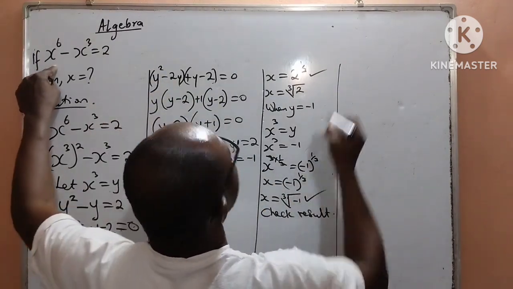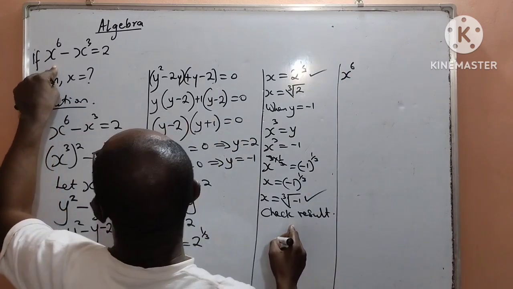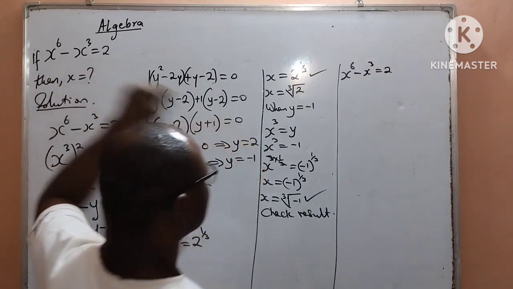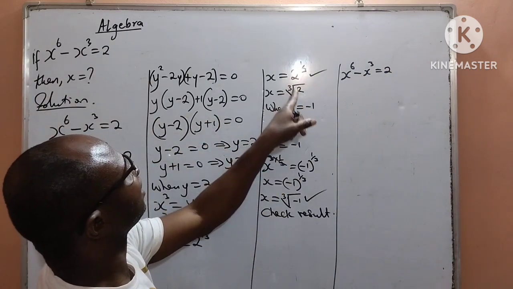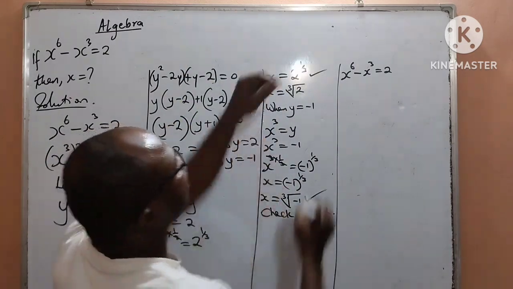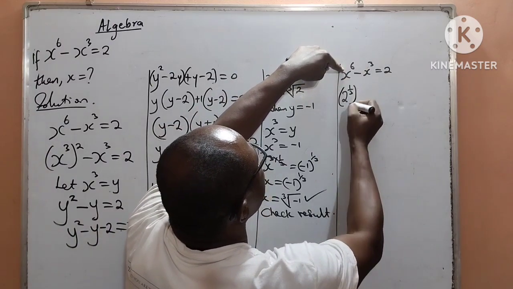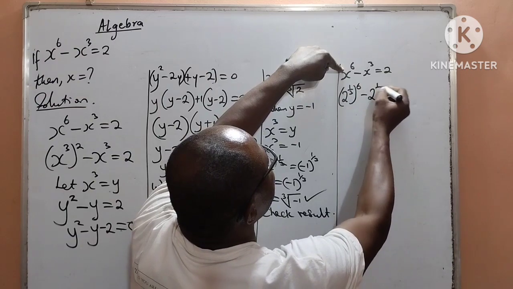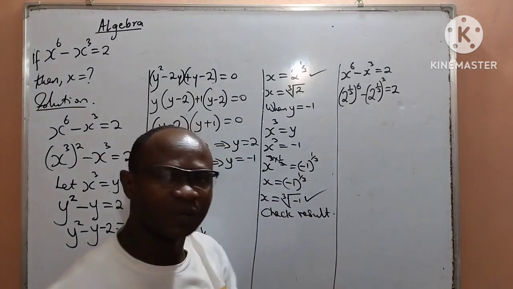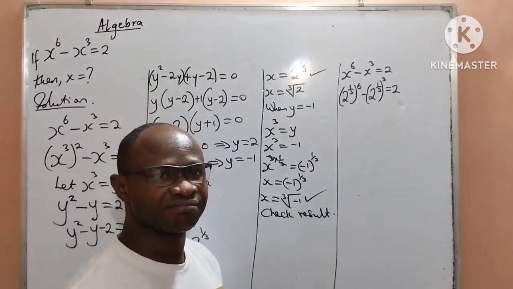Therefore, from the question where I have x raised to power 6, I am checking the result now, minus x raised to power 3 equal to 2. When my x is the cube root of 2, which is the same thing as 2 raised to power 1 over 3, I replace it. 2 raised to power 1 over 3, all to the power of 6, minus 2 raised to power 1 over 3, all to the power of 3. Is it equal to 2? That is what we want to verify to ensure that our answer is very correct.